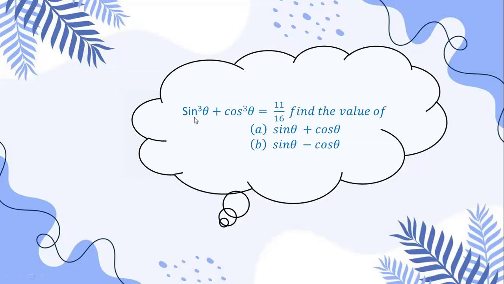Now we are going to solve the problem. sin cubed theta plus cos cubed theta is equal to 11 by 16. This value is given. I have to find the value of sin theta plus cos theta and also find the value of sin theta minus cos theta. Okay, this is the problem. Now let's begin.